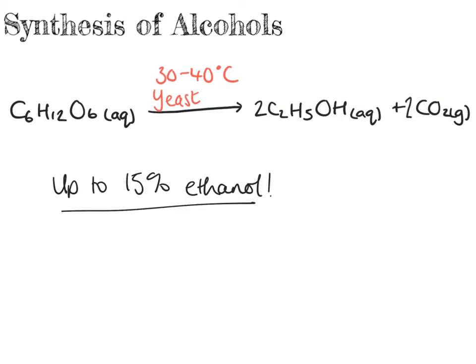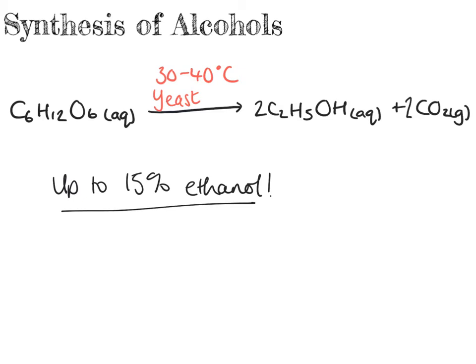So with the fermentation of glucose, we get up to about 15% ethanol, and anywhere beyond that, the yeast dies and the reaction stops. So what we do industrially to make sure that we can get some ethanol from this is we get up to 15% ethanol, and then we use fractional distillation to separate the ethanol out and to purify it, and then we continue with the fermentation. So when we got to 15% again, we can distill that off and we can produce more concentrated ethanol.